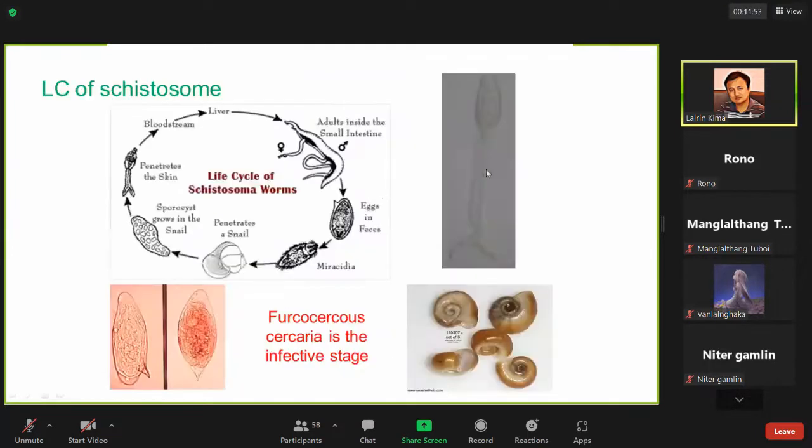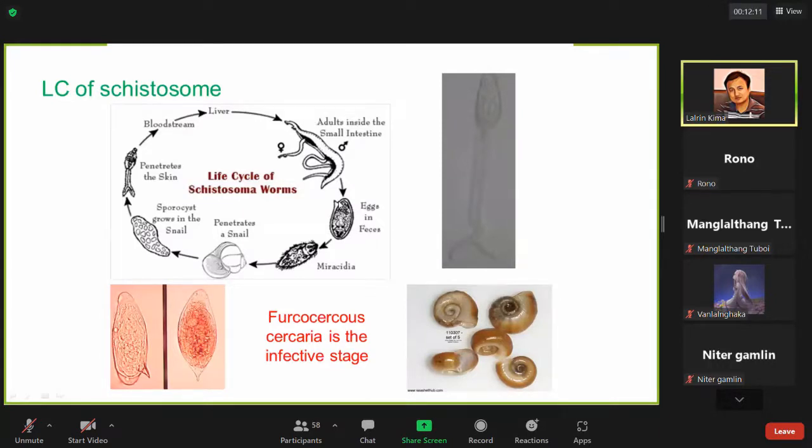But what we are going to discuss today in Schistosoma is that they do not have an operculum. Rather, they have a spine. You can see here one spine, here another spine, and here another spine.